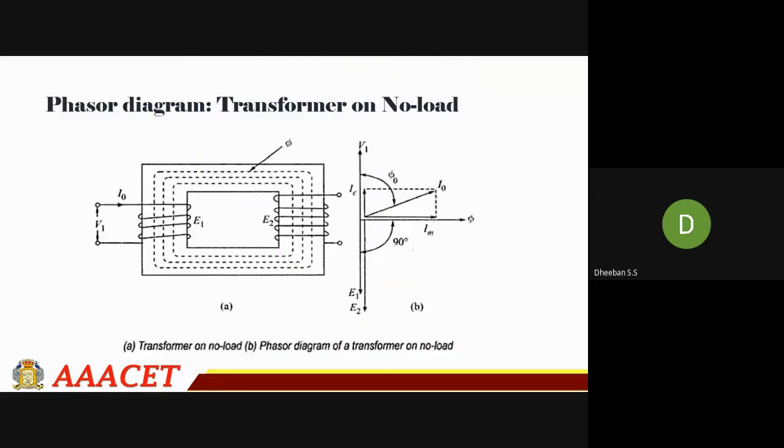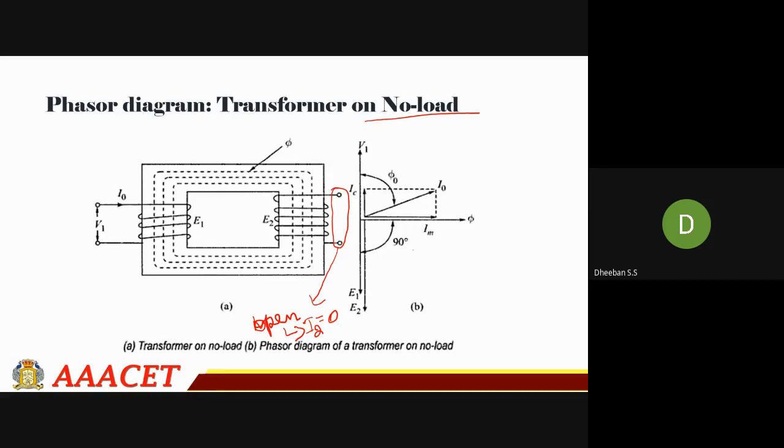Next we will be moving to the phasor diagram. First we will be considering the no load case. If it is no load, then at the secondary side there won't be any connection; it will be open. So the current I2 will be 0, because there is no load, so there won't be any kind of current flow. The current will only flow when your circuit is closed.